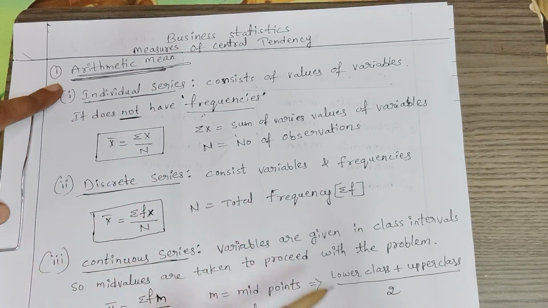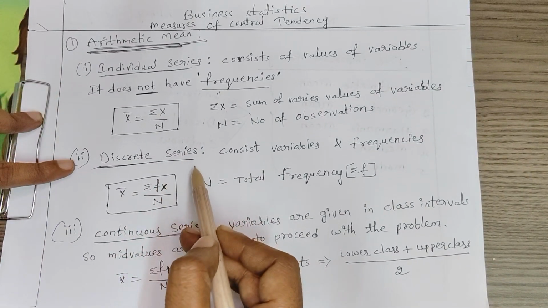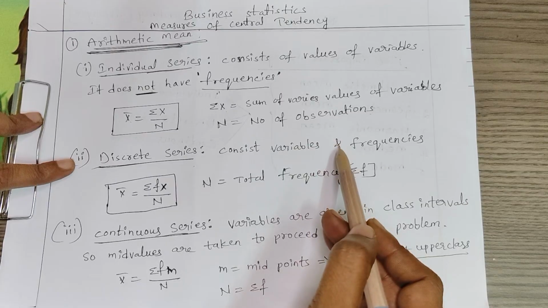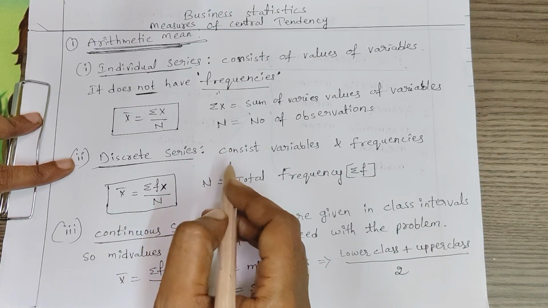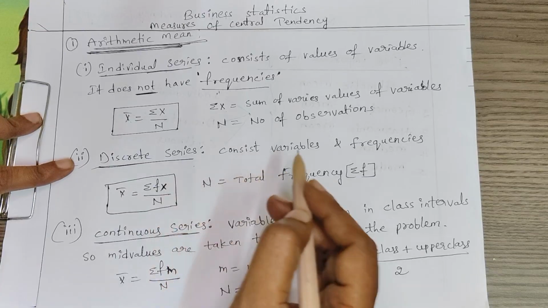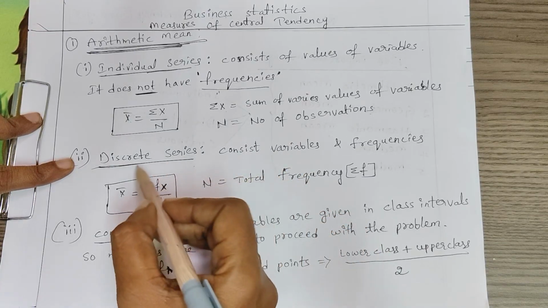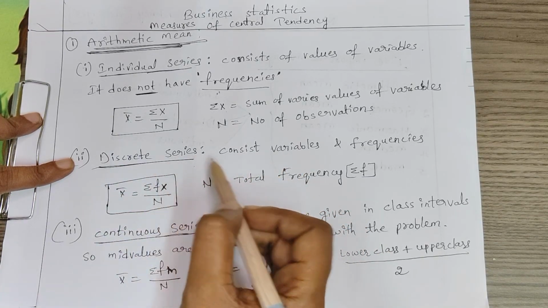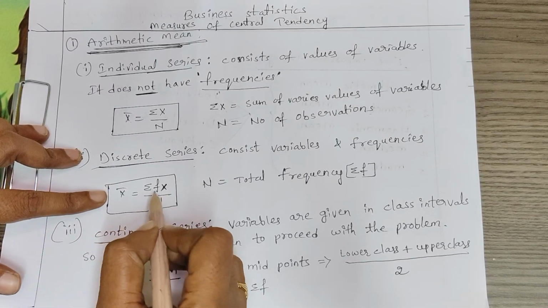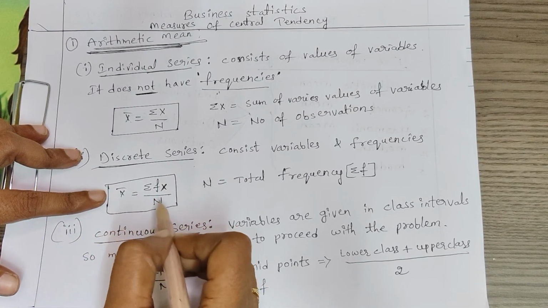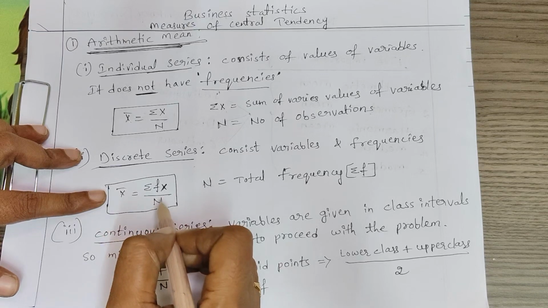And coming to discrete series. Discrete series consists of variables and frequencies. That means in the question you have x values as well as frequency values. Then it will be called discrete series. So what is the formula here? Mean x bar is equal to summation of fx divided by n. Summation of fx divided by n.